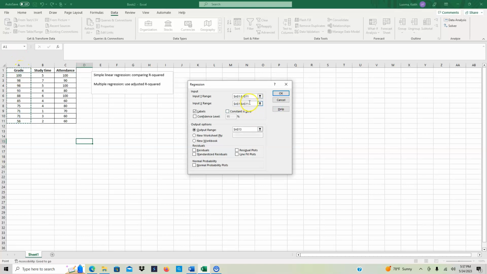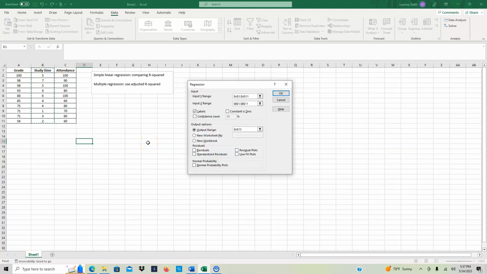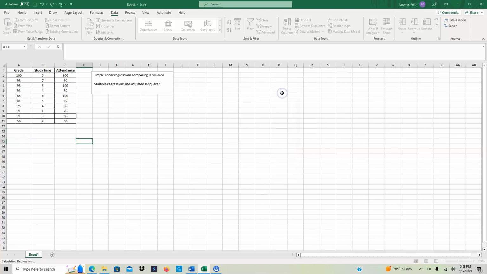All right, now for the input x range. Well, we could use either study time or attendance to try to predict the grade. Let's try study time. I'll select all of that. And next for output range, I will decide where I want to put this table of information. I'll put it underneath over here, say A13. I'm not going to worry about these other things. I'm going to click OK.